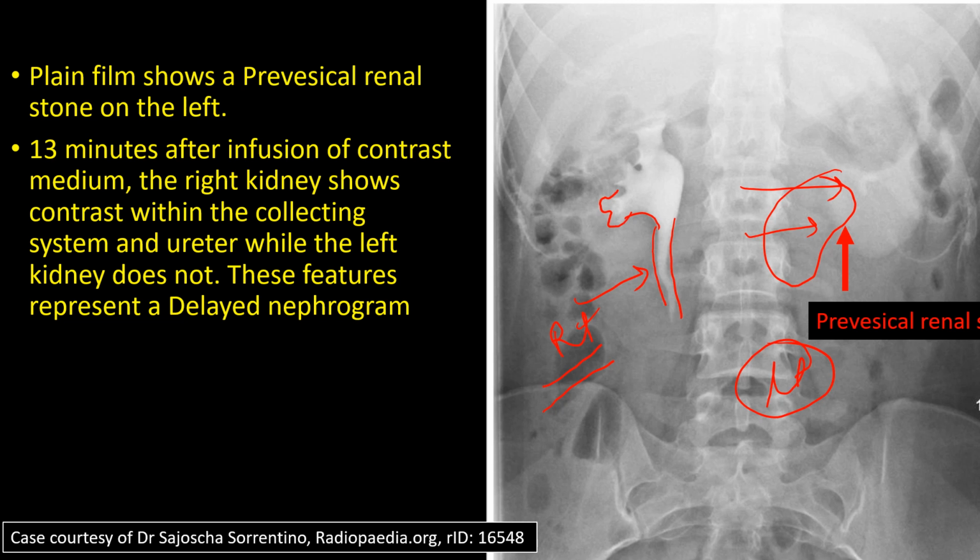In intravenous pylography, to assess the function of the kidney, the dye should appear in the collecting system at the same time on both sides, but we cannot see the dye on the left side at the same time. Instead, we can see a shadow of a renal stone. This is the prevesical renal stone.